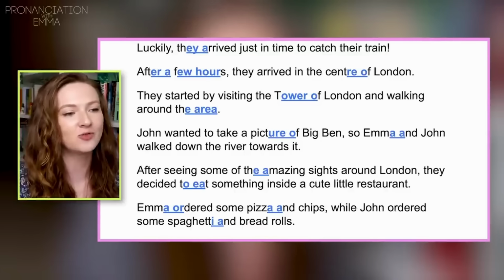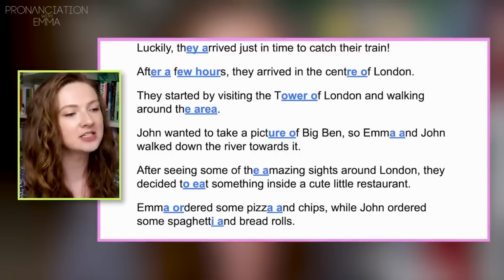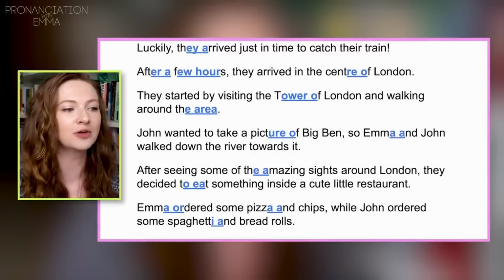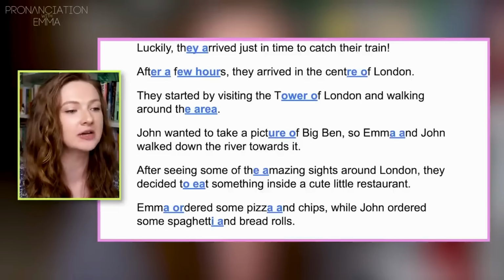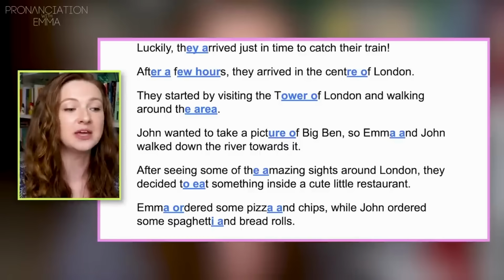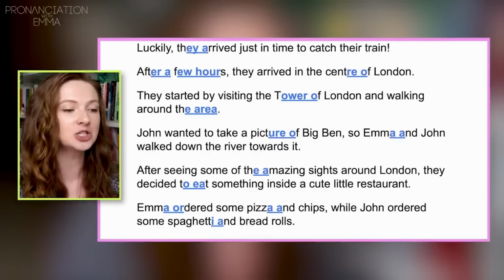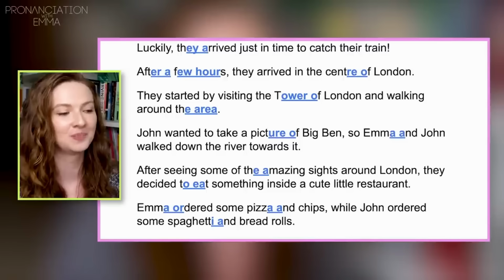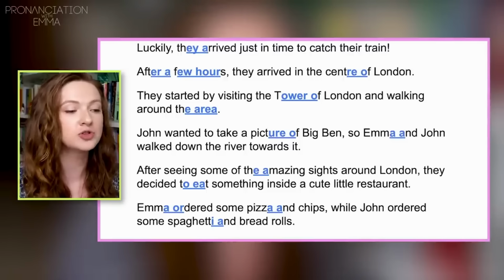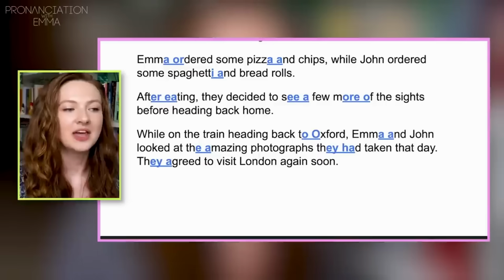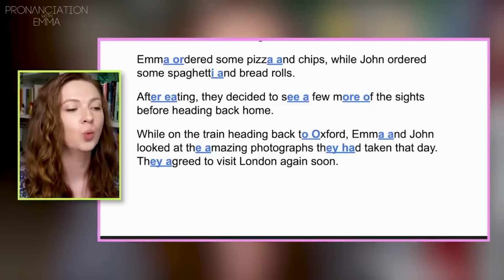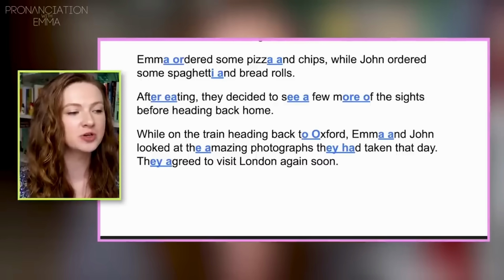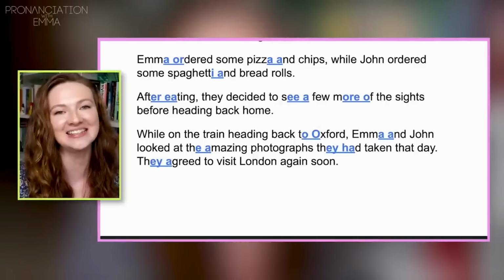After a few hours, they arrived in the centre of London. They started by visiting the Tower of London and walking around the area. John wanted to take a picture of Big Ben, so Emma and John walked down the river towards it. After seeing some of the amazing sights around London, they decided to eat something inside a cute little restaurant. Emma ordered some pizza and chips, while John ordered some spaghetti and bread rolls. After eating, they decided to see a few more of the sights before heading back home. While on the train heading back to Oxford, Emma and John looked at the amazing photographs they had taken that day. They agreed to visit London again soon.